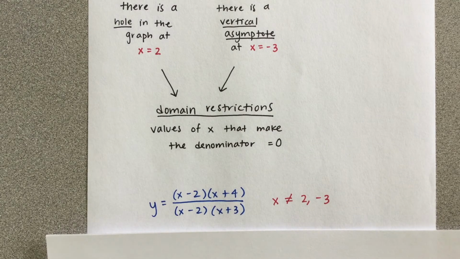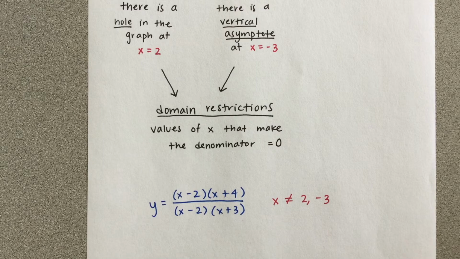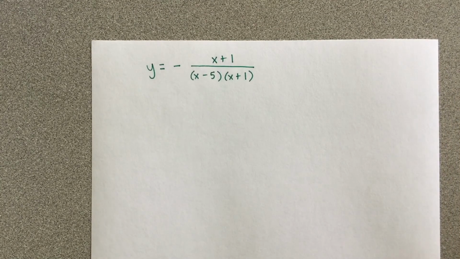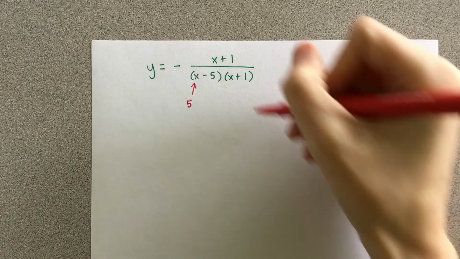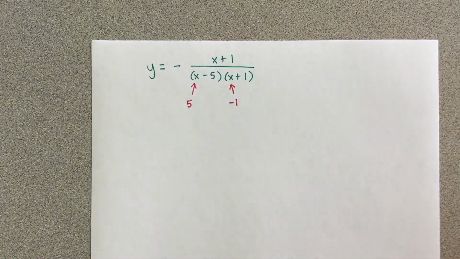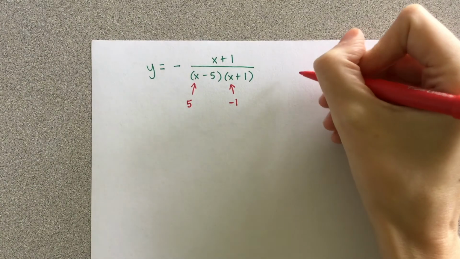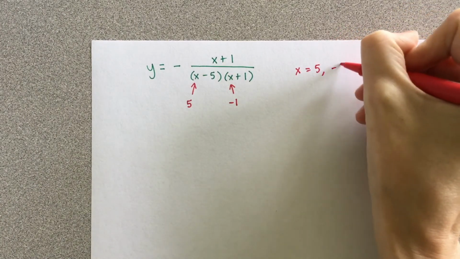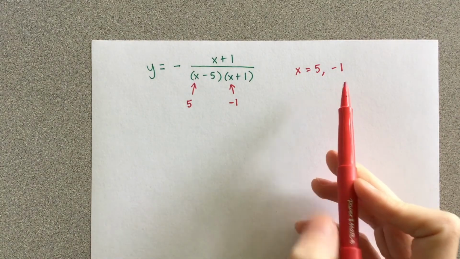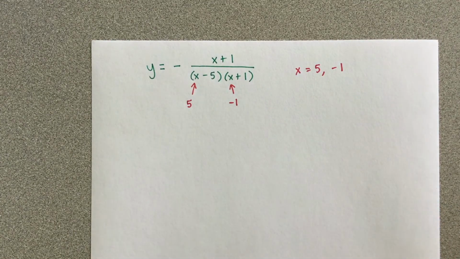So we're going to look at another equation now, another rational function, and it looks like this. We'll look at the graph of it in a moment. But let's first think about what values of x make the denominator equal 0, or what our domain restrictions are. In the denominator, if this x were a positive 5, then we would have a 0 in the denominator. And if this x were a negative 1. So our domain restrictions for this equation are positive 5 and negative 1. These are the only two values of x that this function cannot equal.